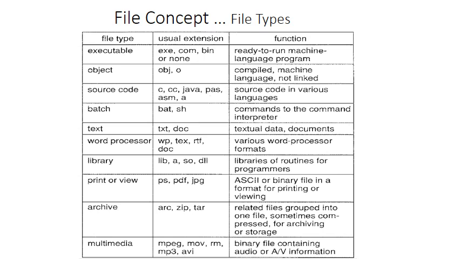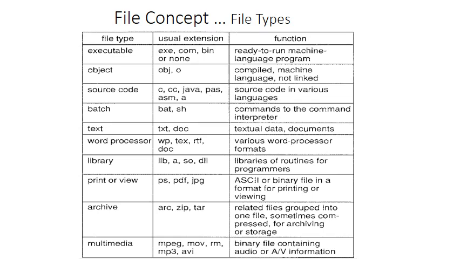About some of the file types. First, we have an executable file. It may have an extension as .exe, .com, .bin, or anything, or maybe no extension at all. The main function of an executable file is that it is a ready to run machine language program.